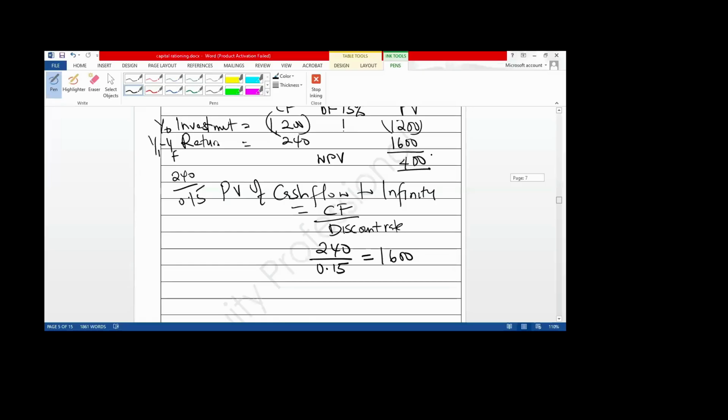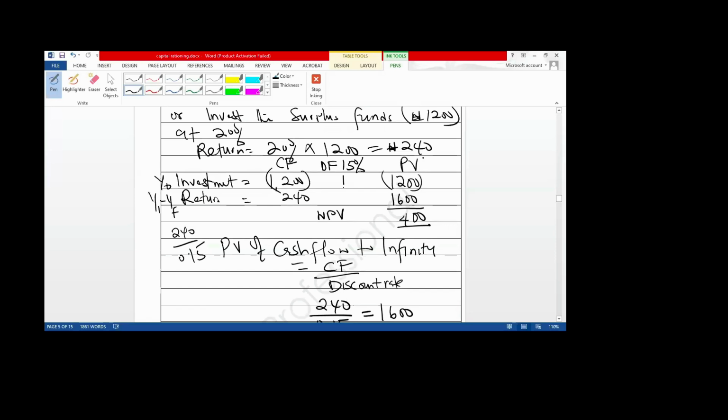I'm going to invest 1,200 in year 0. I'm going to get 240. This return is for year 1 to perpetuity. You are going to get year 1, year 2, year 3, forever. We now want to calculate the present value of this alternative.